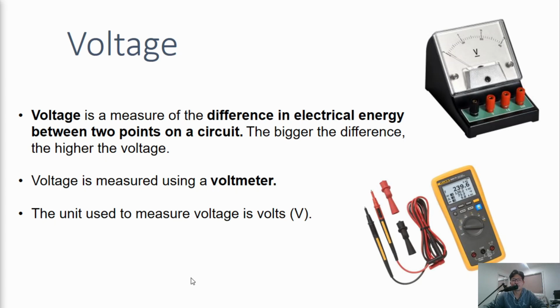Yep, the next important term we need to know is voltage. So voltage is a measure of the difference in electrical energy between 2 points on a circuit. The bigger the difference, the higher the voltage. Voltage is measured using a voltmeter. That's on the top right here. Looks very similar to an ammeter, but notice it has a V this time on the face. And the unit used to measure voltage is volts and the symbol is V.